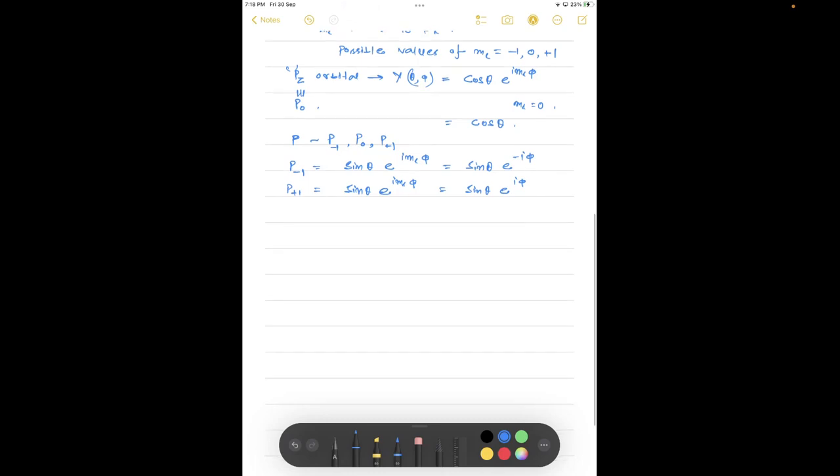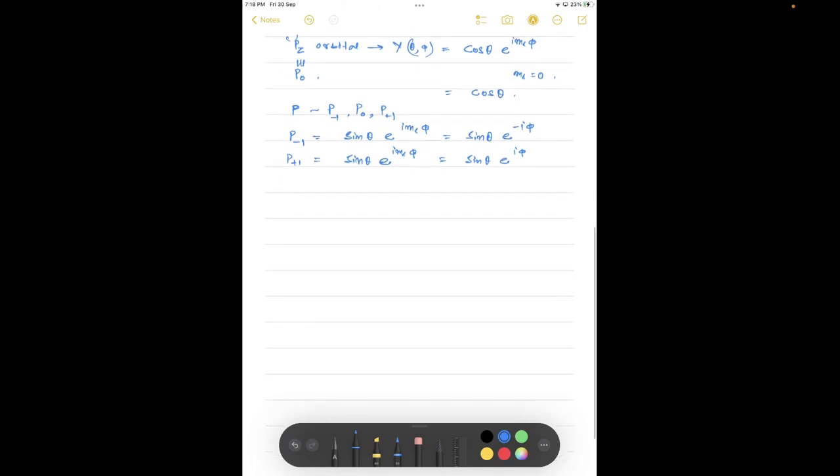Okay, so now how do we extract the ml value from the angular part of the wave function? We operate with minus i h bar del by del phi. This is actually the Lz operator, the z component of the angular momentum operator.